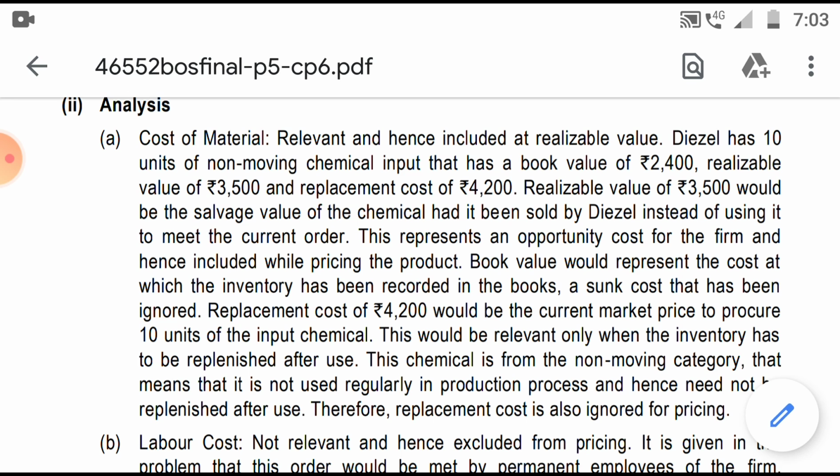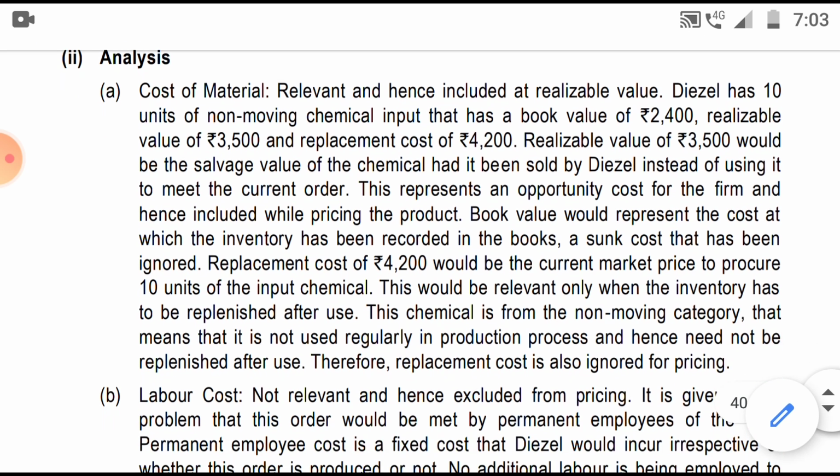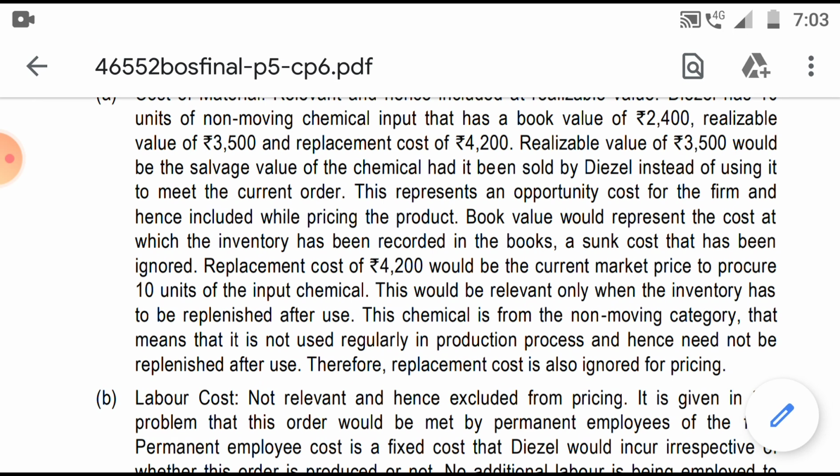This chemical is from a non-moving category. That means that it is not used regularly. If the material were regularly used, we would have considered the replacement cost. Since it is non-moving, not replaceable after use and not regularly used in the production process, we have considered realizable value, and hence it need not be replenished after use. Therefore the replacement cost is ignored for the pricing.